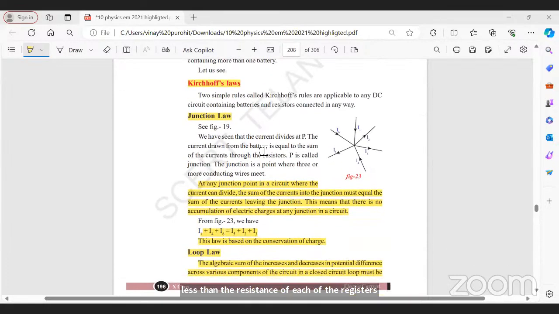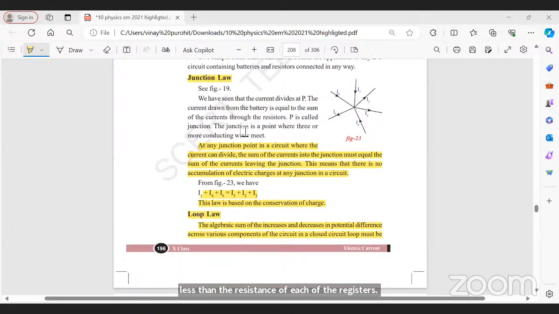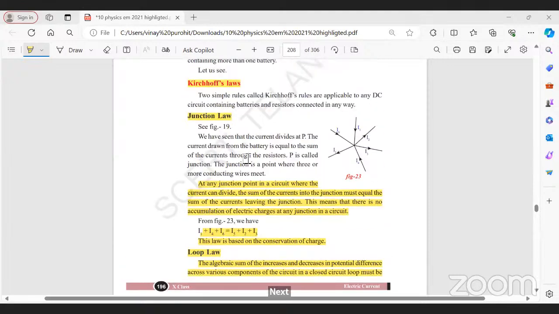Next, coming to Kirchhoff's law. The two important laws are, first one is junction law. At any junction point in a circuit where the current can divide, the sum of the currents into the junction must be equal to the sum of the currents leaving the junction. This means that there is no accumulation of electric charges at any junction in a circuit. Here, charges are not stored at the junction, right? So the current that is coming into the junction should be equal to the current going out of the junction.